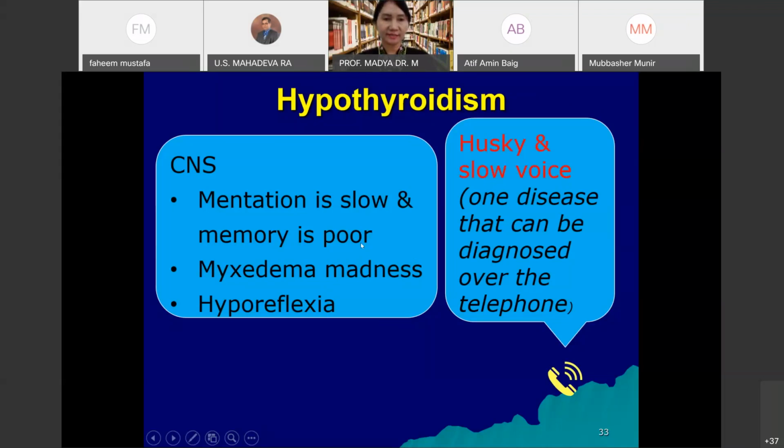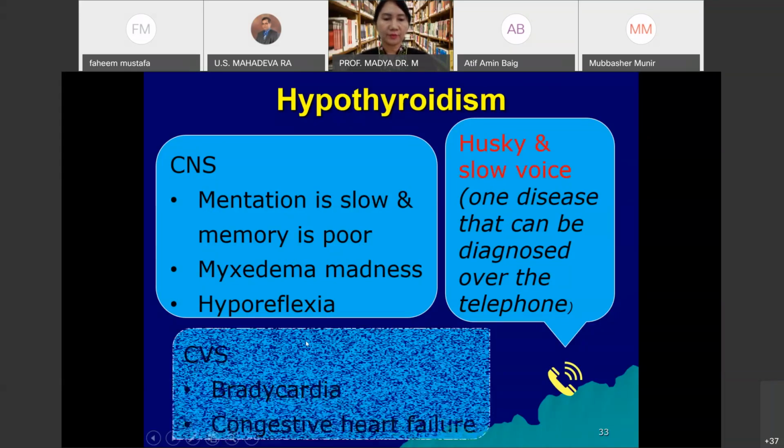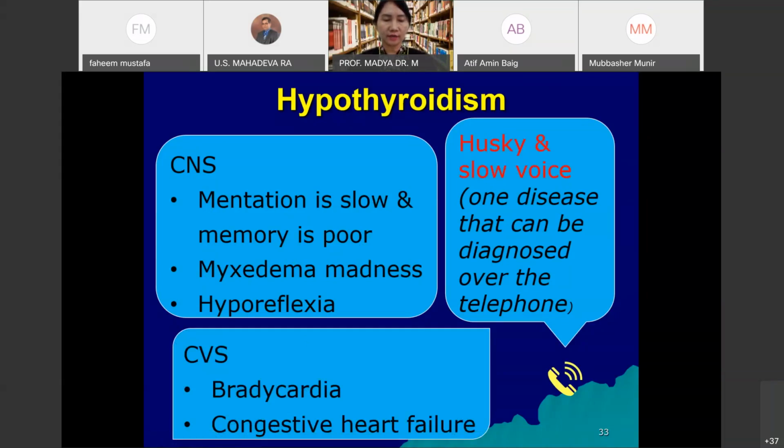And also in the CNS, mentation will be slow and memory poor, and psychosis, or madness, is a consequence, and there will be hypofunction of the reflexes. In contrast to the hyperthyroid state, in the hypothyroid cardiovascular system there will be a decrease in heart rate, and it can lead to congestive heart failure.